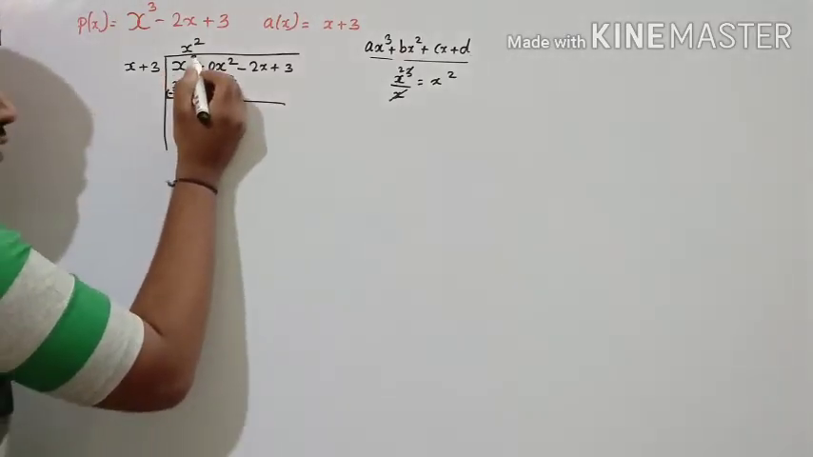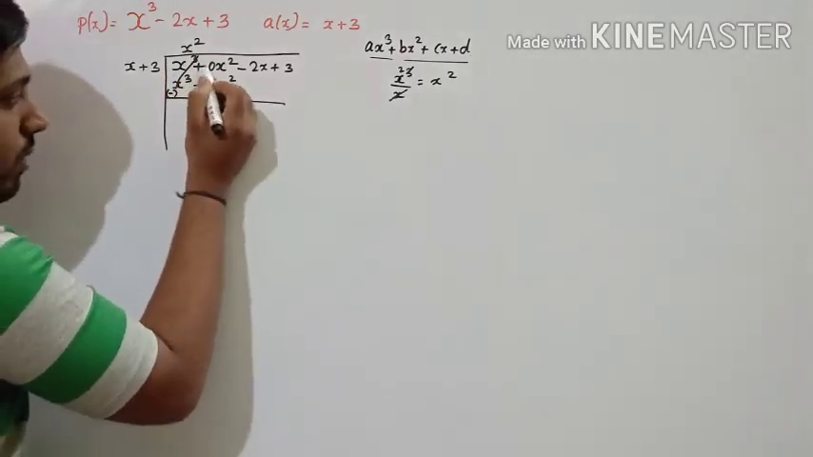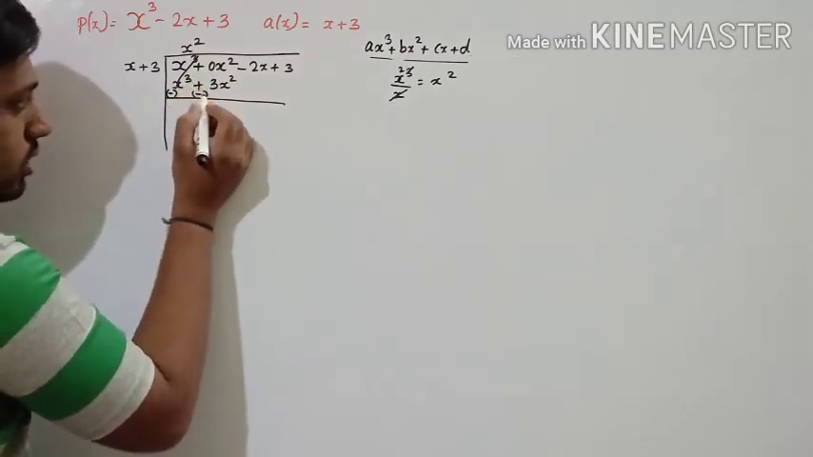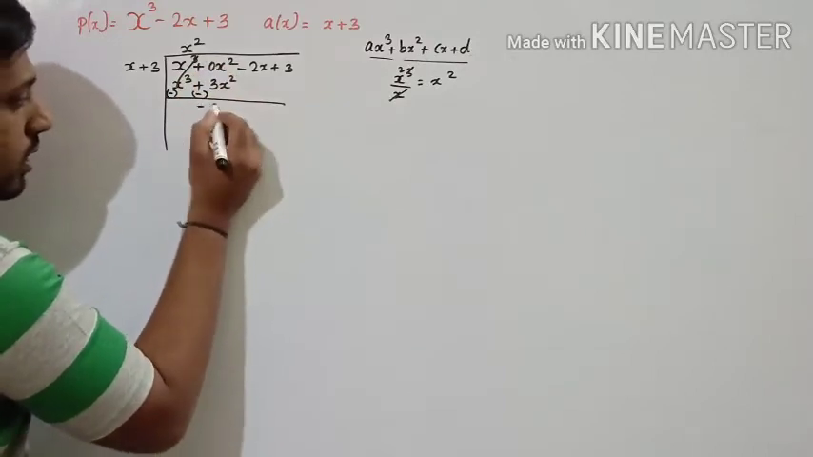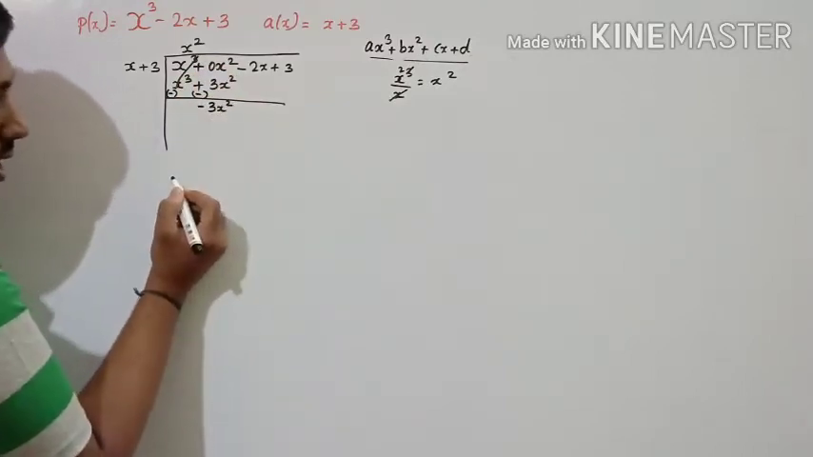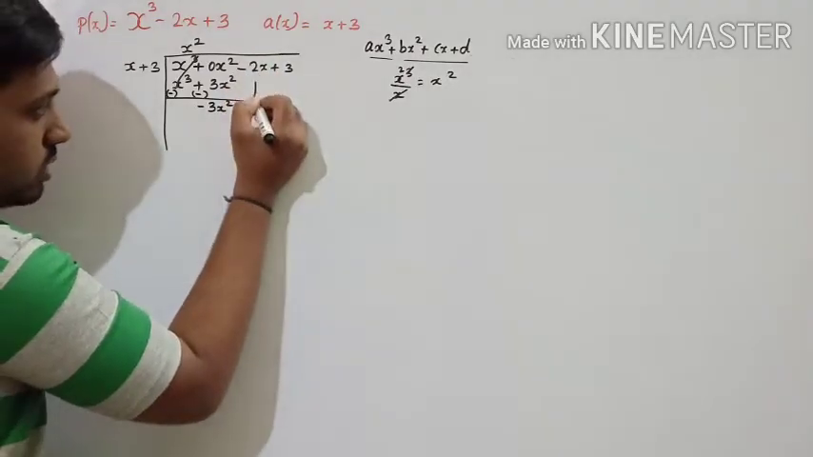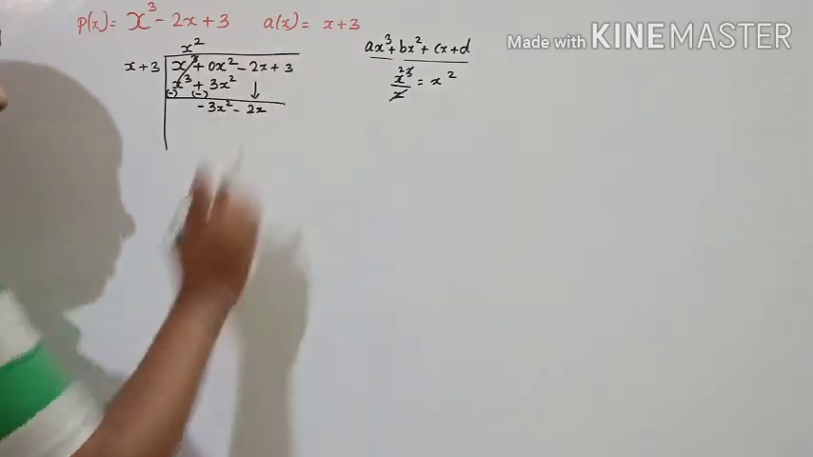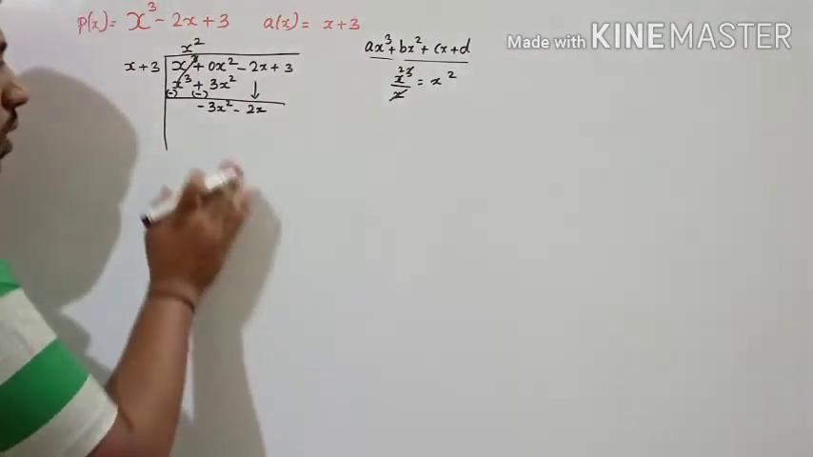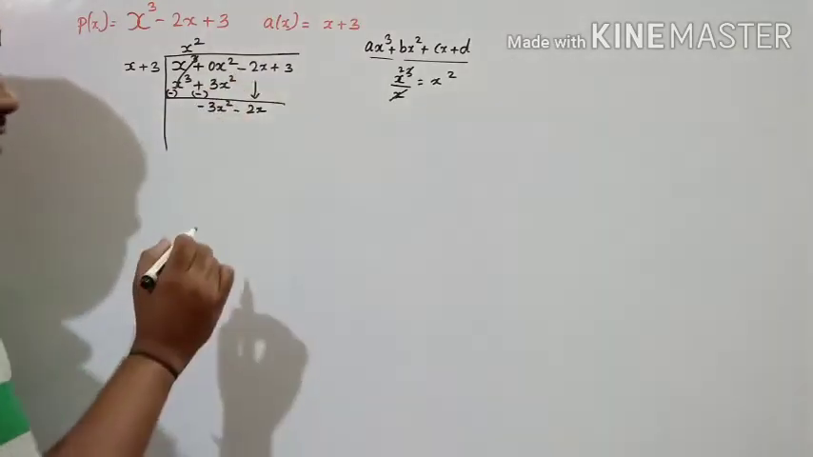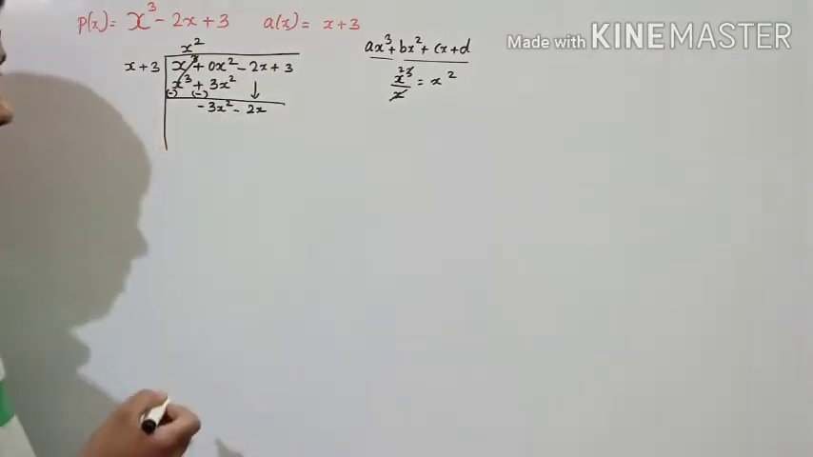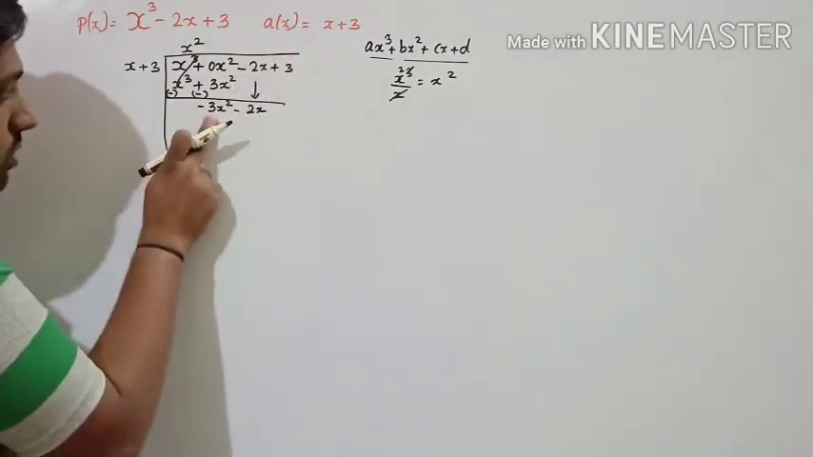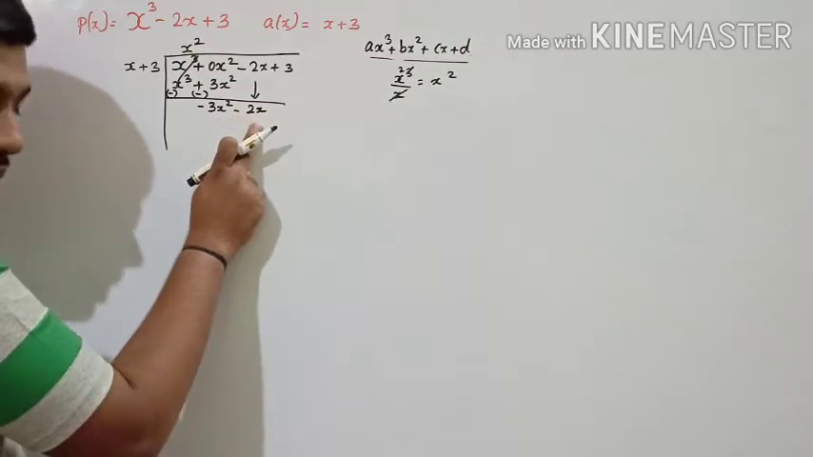Plus x cube minus x cube gets cancelled, and here I have plus and minus, both different signs. So I need to subtract: 0 minus 3x square is nothing but minus 3x square. And the next term I will bring down, that is minus 2x. Now this step is over. Now I will not consider the earlier term as the dividend; I will consider this term as the dividend. The 3 we will look into afterwards. So I have minus 3x square minus 2x.